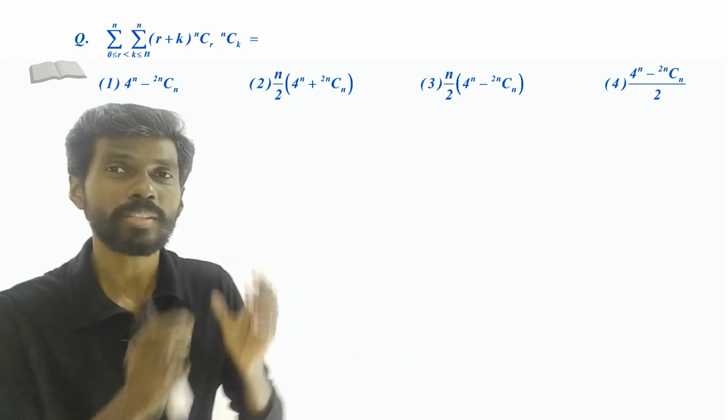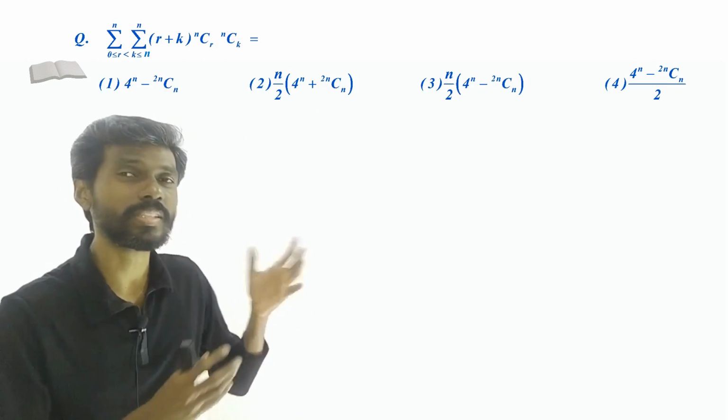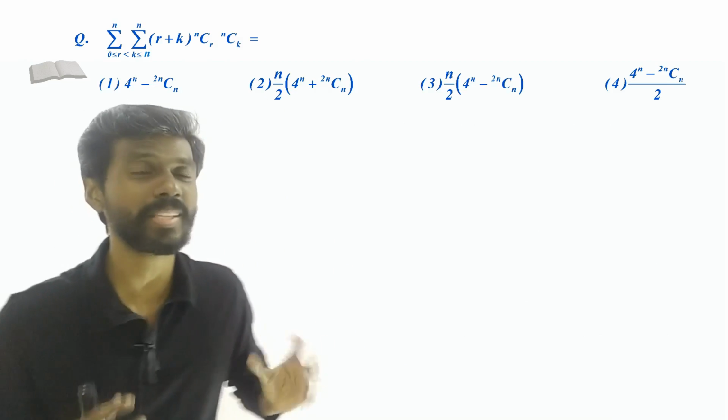So like we usually do, if this r plus k was not there, then this question would be similar to the last one. So we have to remove this r plus k. How will you do that?